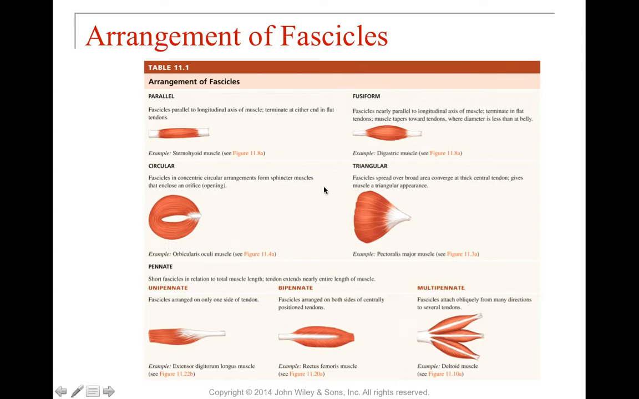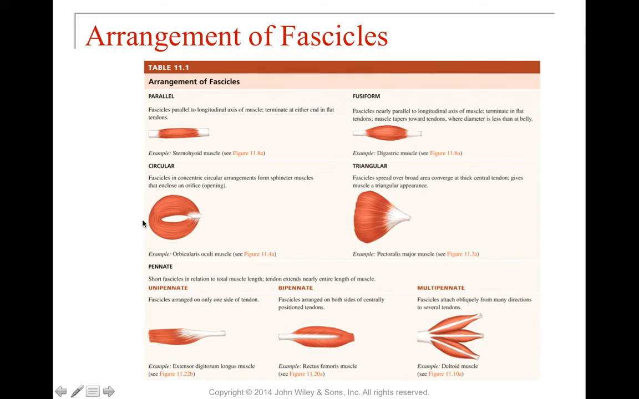So some different ways that we can have these arranged. We can have them parallel. If they're parallel, they're running longitudinal to the axis of the muscle, and that's terminating on either side in flat tendons. An example of that is the sternohyoid muscle. We can also have fusiform, which is similar to parallel, except we have a bit of a bulge, so the muscle is going to taper outward and then back downward towards the tendon, so the diameter is actually going to be a little bit less at the tendon than at the belly. So the belly is wider. An example of this is the digastric muscle.